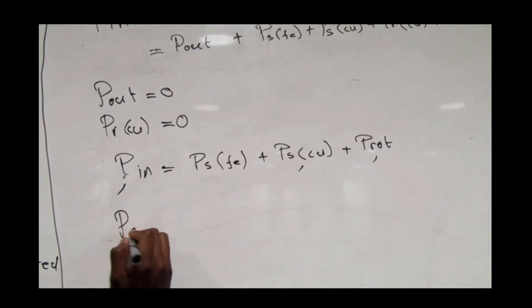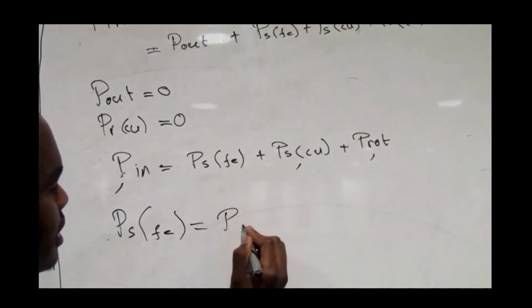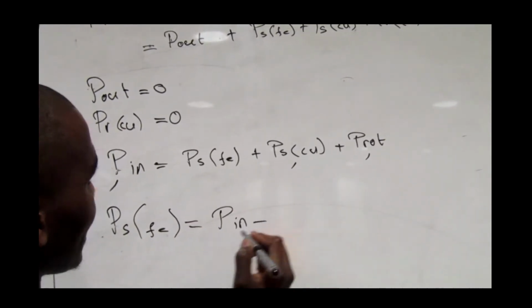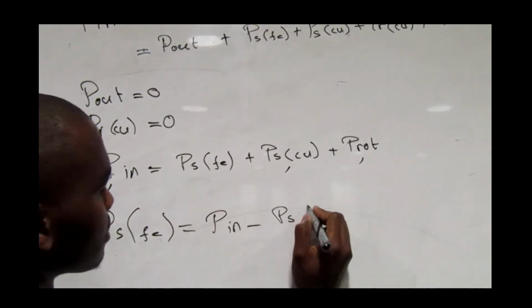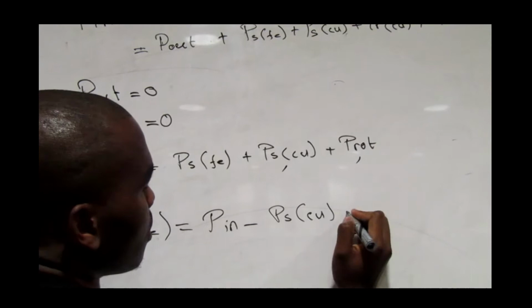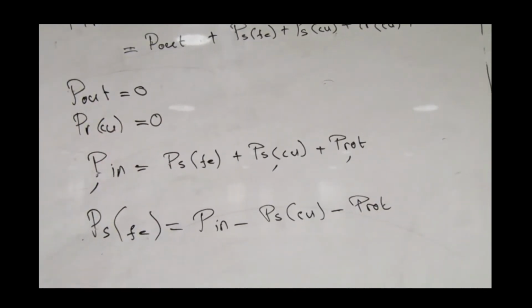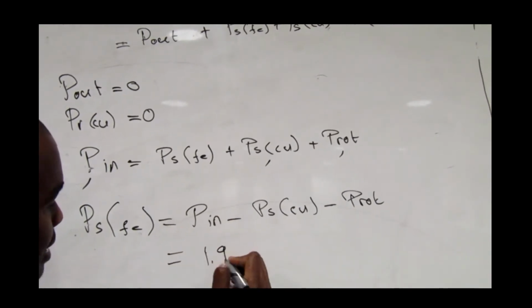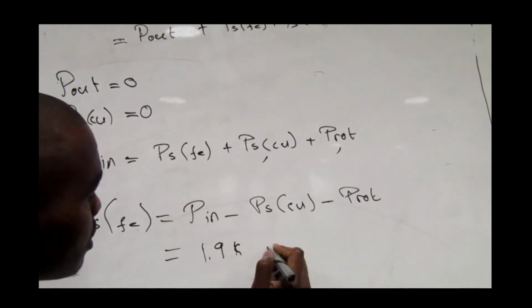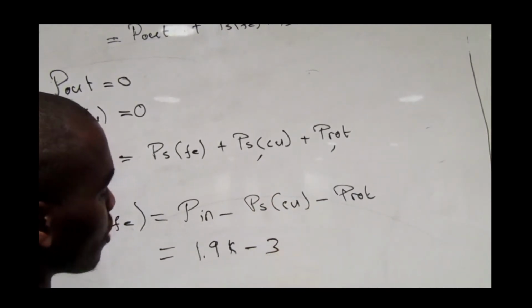We're going to have P SFe equals P in minus P SCu minus P rotational. And then we were given that this one is 1.9 kilo minus, remember I gave you the formula for this one, which is 3.